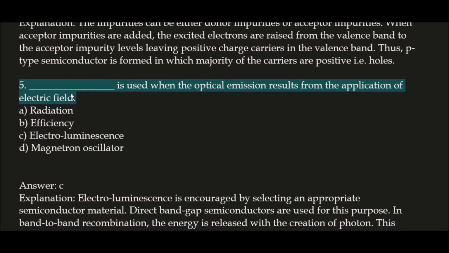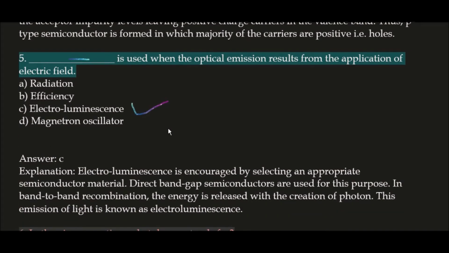Next question. Blank is used when the optical emission results from the application of an electric field. Here, the correct answer is option C, electroluminescence. Electroluminescence is used when the optical emission results from the application of an electric field.